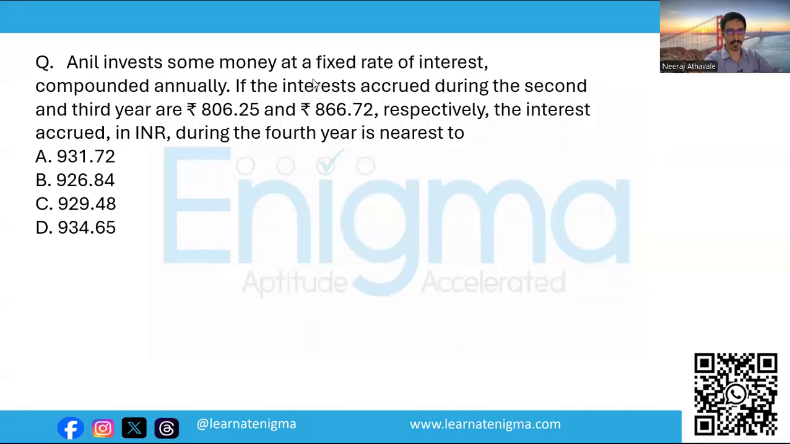Anil invests some money at a fixed rate of interest, compounded annually. If the interests accrued during the second and third year are 806.25 and 866.72 respectively, the interest accrued in INR during the fourth year is nearest to.